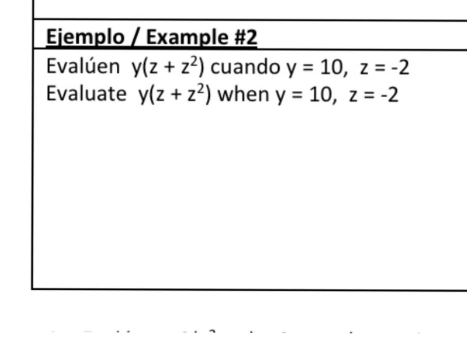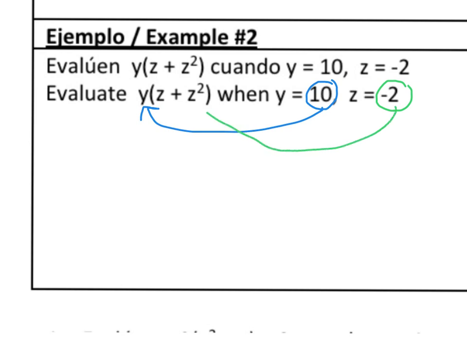Now we have two variables and two instances of the same variable. Once again, we're going to circle each number and draw an arrow. Every time I see a y, I'm replacing it with what number? 10. I'm going to get a different color here. Let's get green. Every time I see a z, I'm going to replace it with -2. In this case, there are two different z's. So now y is actually 10.